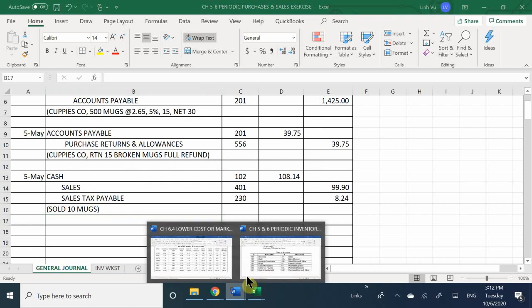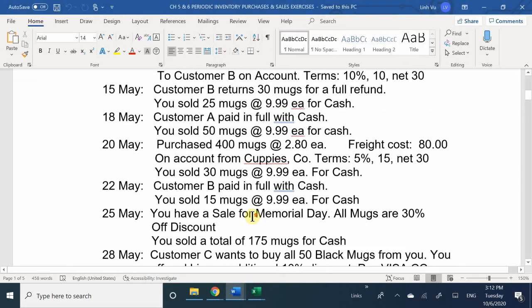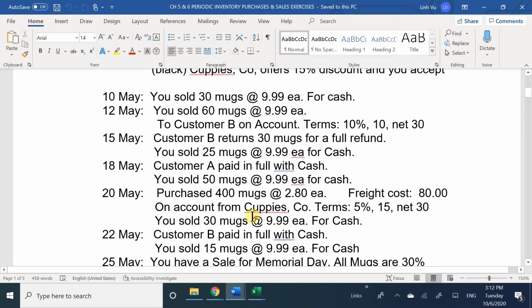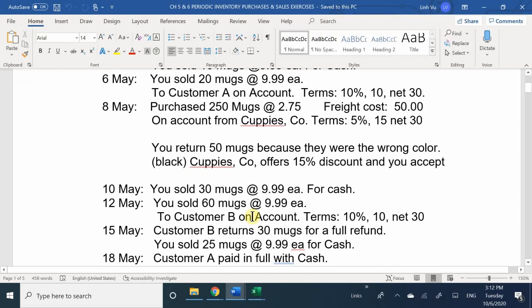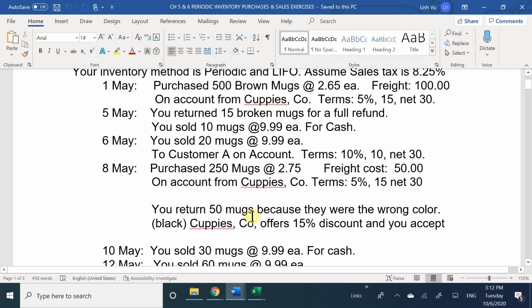So let's see what happened next. On May 6th, we sold 20 mugs at $9.99 each to customer A on an account with terms 10%, 10 days, net 30. Perfect.